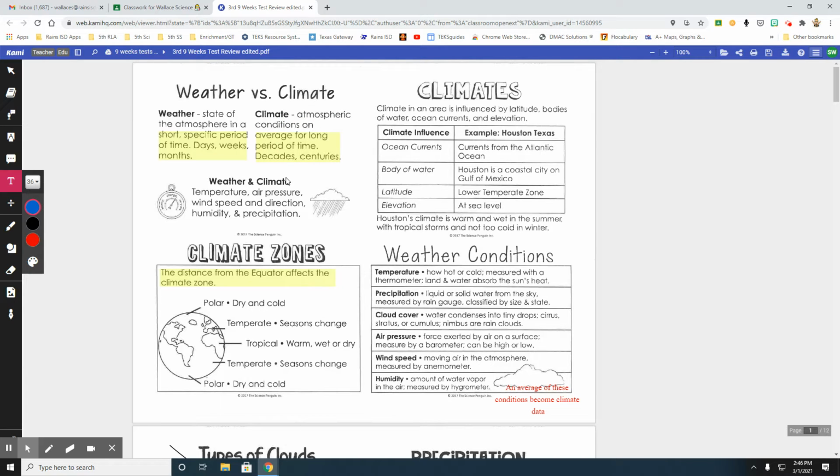If you're talking over a long period of time, especially this word average, okay? And when we have that long period, now we're talking seasons, we're talking decades or centuries. That's when we're going to have to call it climate, okay? So you need to distinguish between those two.